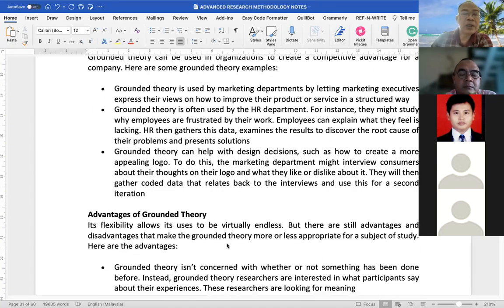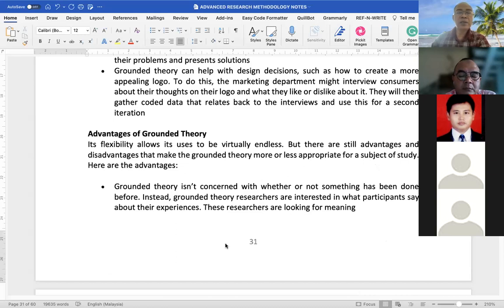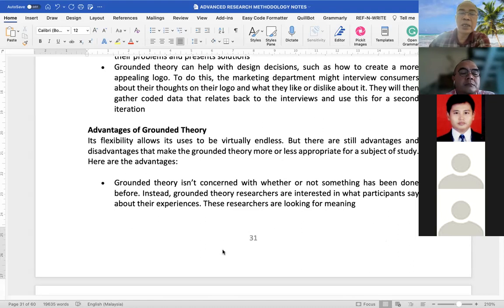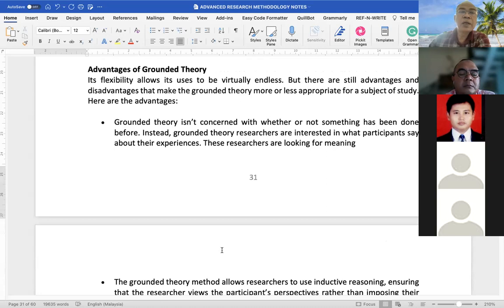Advantages of grounded theory: flexibility allows its use to be virtually endless. But there are still advantages and disadvantages. Some of the advantages, number one, grounded theory isn't concerned with whether or not something has been done before. Instead, grounded theory researchers are interested in what participants say about their experiences.